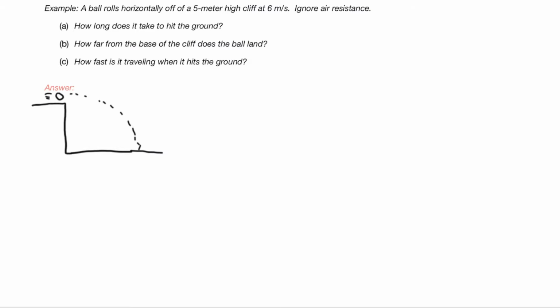I now need to assign it an origin and a coordinate system, and in this case, I'm going to have the origin be at the top of the cliff, and I'm going to have my x direction point to the right, and my y direction point upwards. I now need to write down the kinematic variables, but there will be 3 kinematic variables in the x direction as well as 3 kinematic variables in the y direction. And so we'll need to know a, v naught, and x naught in the x direction, and we'll also need to know a, v naught, and y naught in the y direction.